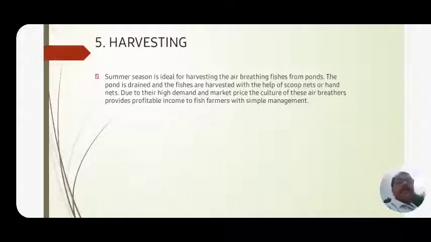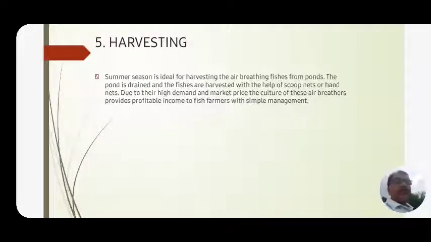Summer season is ideal for the harvesting of air breathing fishes from ponds. The ponds are drained and the fishes are harvested with the help of scoop nets or hand nets. Due to their high demand and market price, the culture of these air breathing fishes provides suitable income to fish farmers with simple management, a simple fish culture system, and a simple harvesting system.